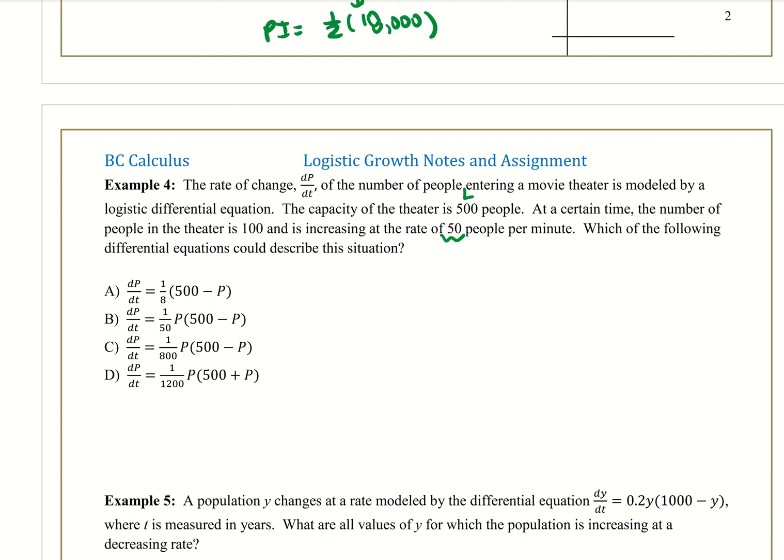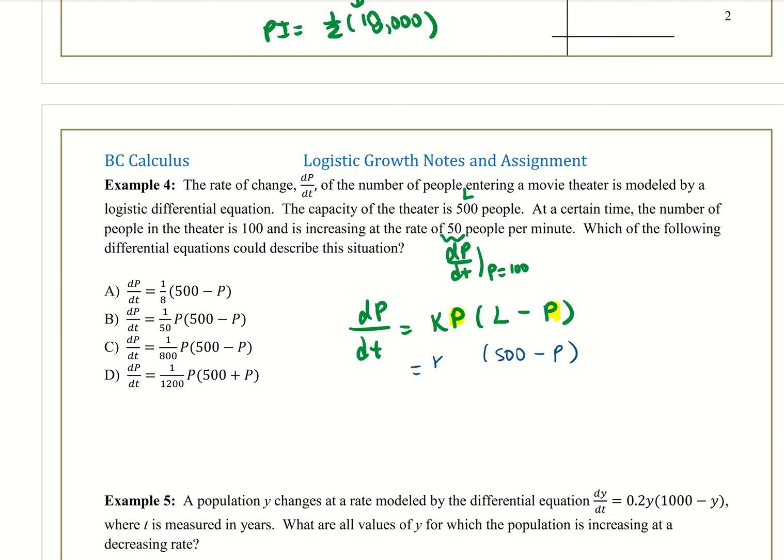This is derivative language here. At that instance, it's increasing at 50. That is happening right when P is 100. Well, remember, our formula needs to look something like this: dP/dt is equal to some constant of proportionality K times P times (L minus P). These will end up as variables. I know what L is. L is 500. That's the most people who can be in the theater.